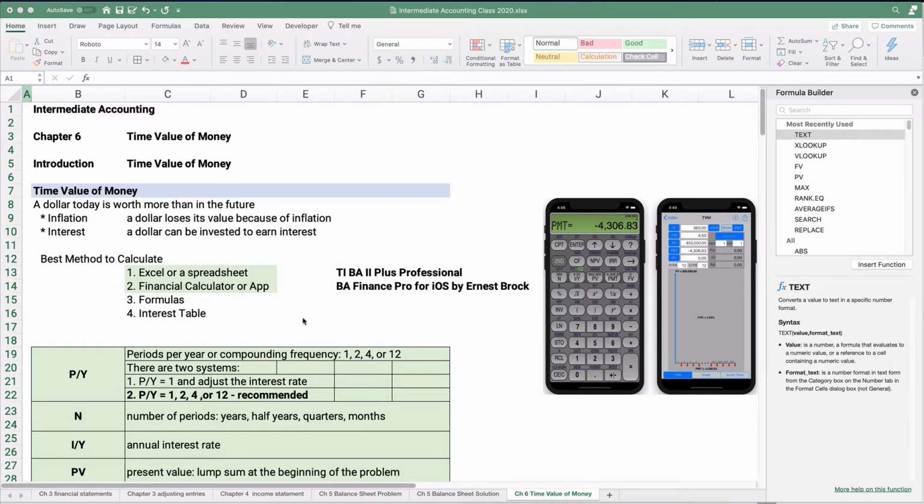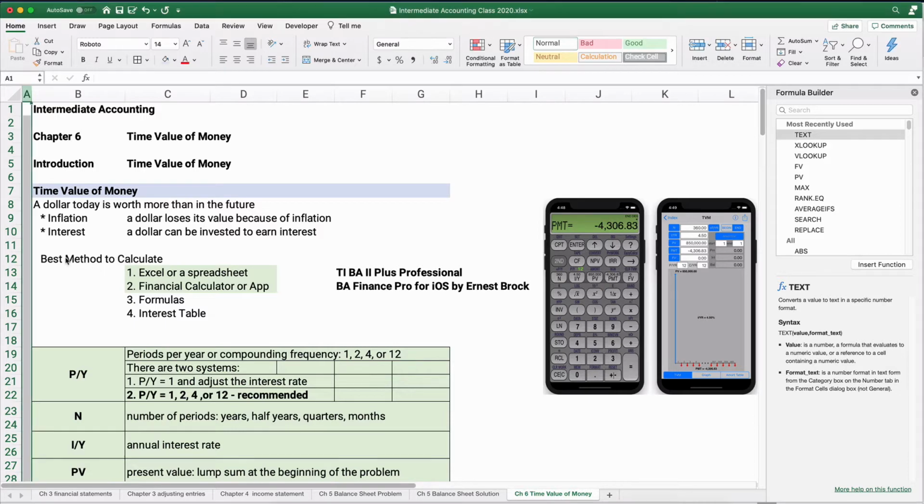If you're in an area or a time when there's high inflation, then that destroys the value of your currency very quickly. So a 3% inflation means your dollars purchase 3% less than they did a year ago. The other reason a dollar is worth more today is because of interest. You can invest and earn interest.